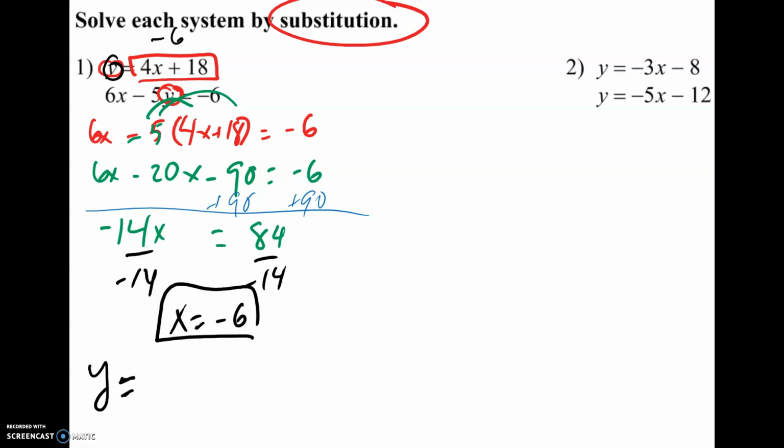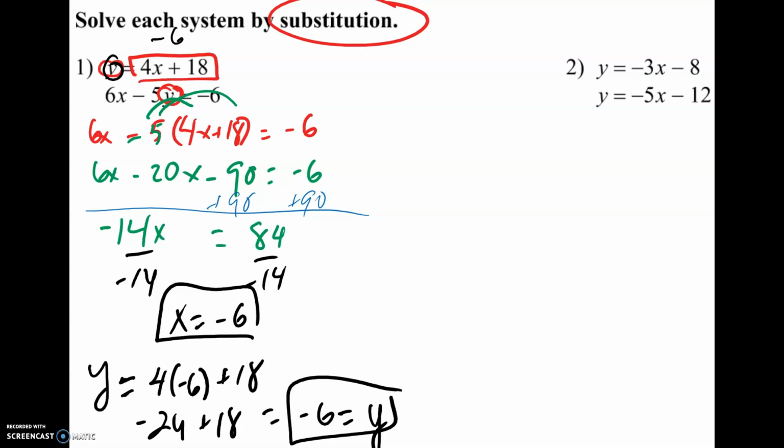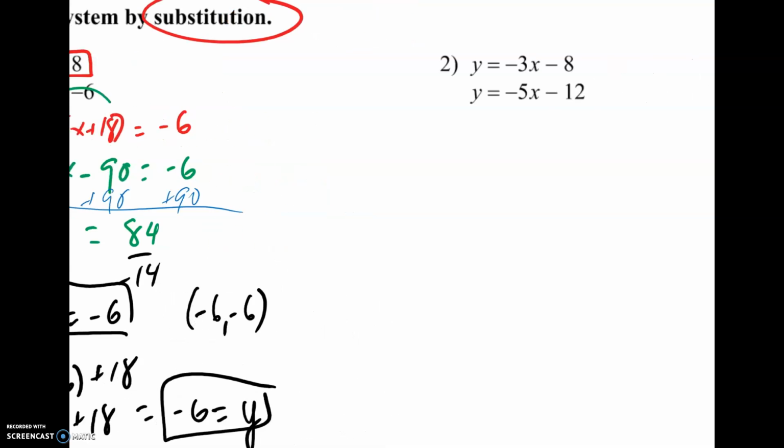So that's 4 times negative 6 plus 18. Negative 24 plus 18 equals negative 6. Negative 6, negative 6. They don't have to equal the same thing. That just happened to work out that way. So x equals negative 6, y equals negative 6, or you can write it as an ordered pair. All right, so next one.